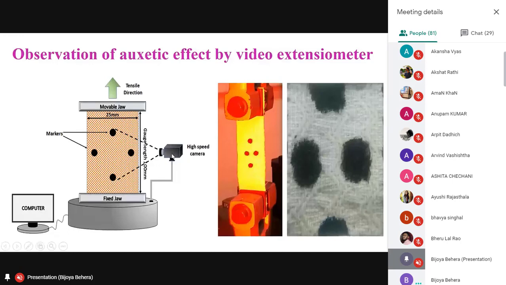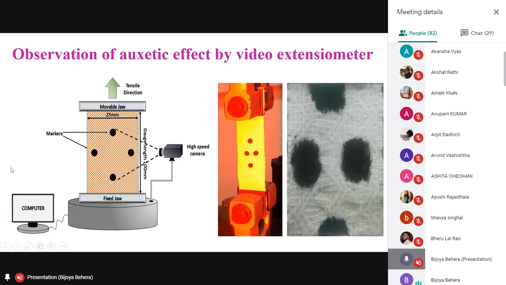Nowadays, all these UTMs are attached with a high-speed camera. So you go for extending this fabric in the warp direction. See, in a normal fabric, what happens? When you extend this fabric in the warp direction, in the weft direction it contracts. But this is a different case.